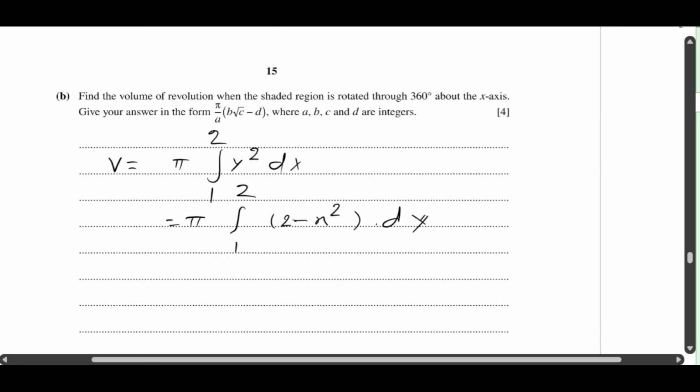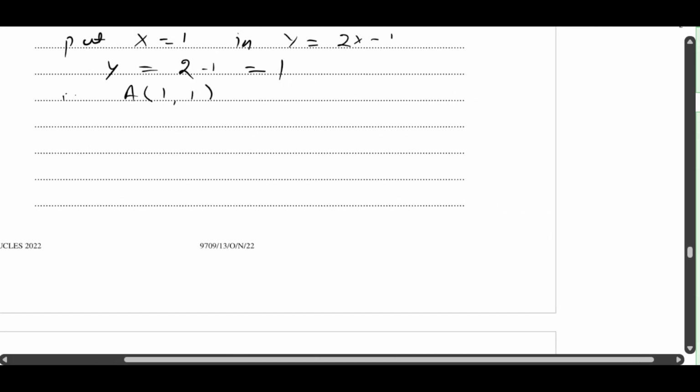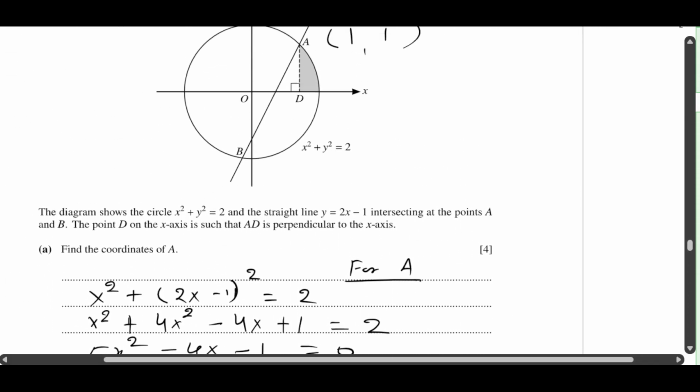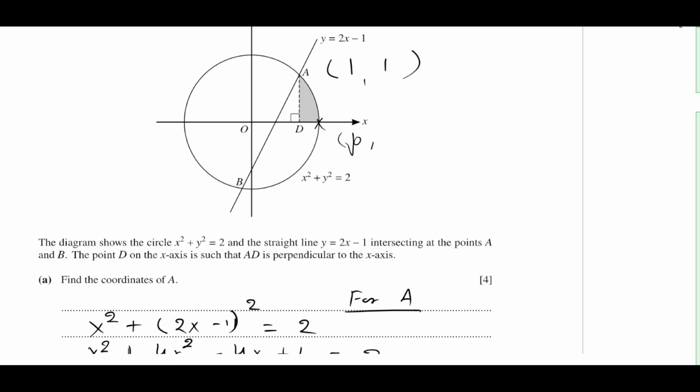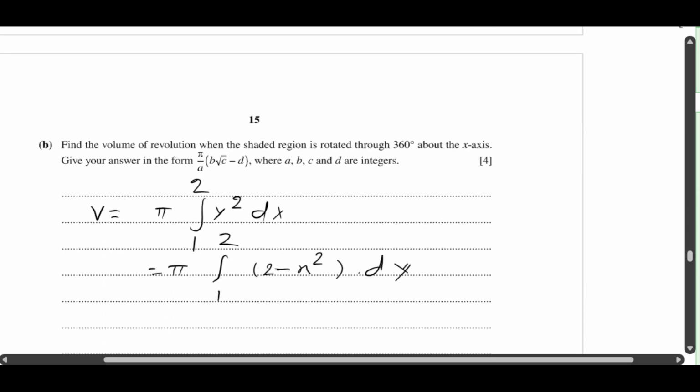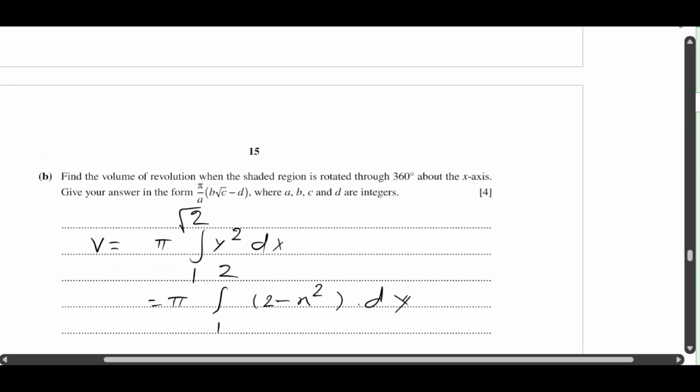One mistake I am doing. Actually, this is r square. r square is 2. So r is root 2. So this point is root 2 comma 0. Okay. So here this is root 2.